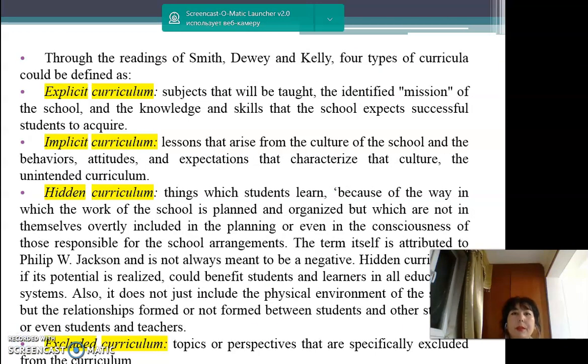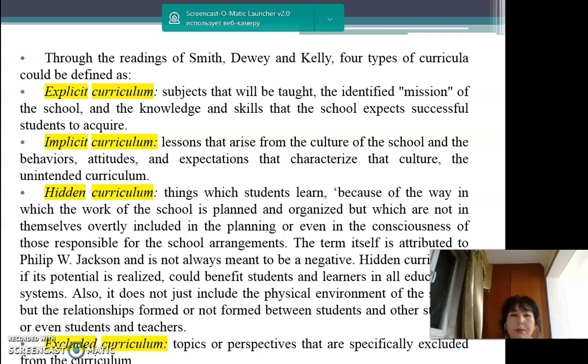Through the readings of Smith, Dewey, and Kelly, 4 types of curricula could be defined as: explicit curriculum, subjects that will be taught, the identified mission of the school and the knowledge and skills that the school expects successful students to acquire. Implicit curriculum, lessons that arise from the culture of the school and the behaviors, attitudes, and expectations that characterize the culture, the unintended curriculum.